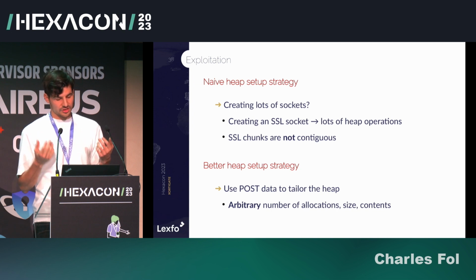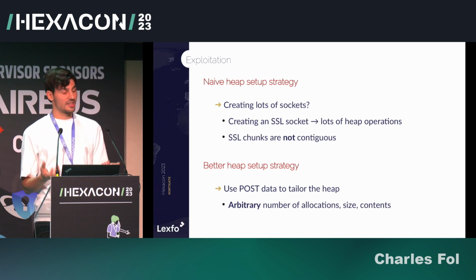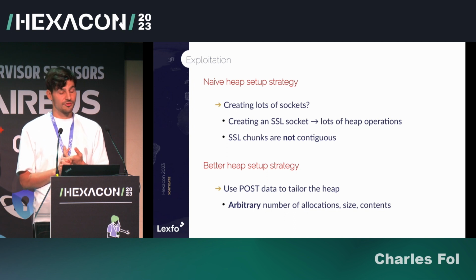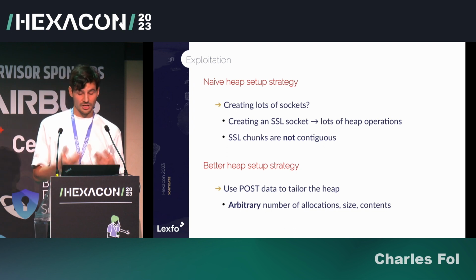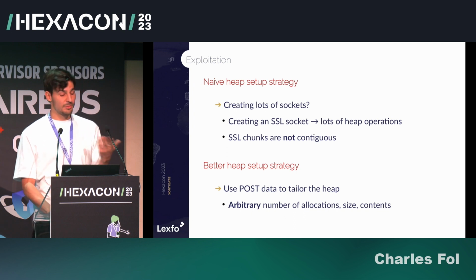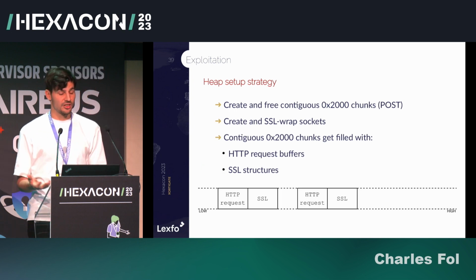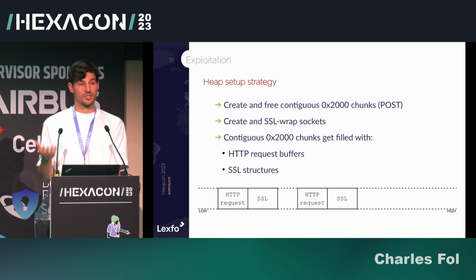And so every time I attack an HTTP server, like Apache or Nginx, I use postdata to set up the heap, because this is actually the best thing that you can do. You can get an arbitrary number of allocations by sending any number of parameters that you want. You have an arbitrary size for your allocations because you control the size of the parameters. And you also have arbitrary contents because you control the value of your parameters. So that gives you a very, very easy way to get the heap like you want it before exploiting. And so we have a real heap setup strategy now, which is that we create and free contiguous chunks of size 2000 using the postdata.